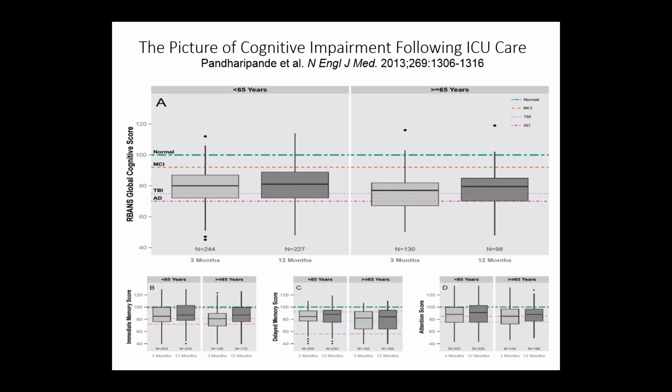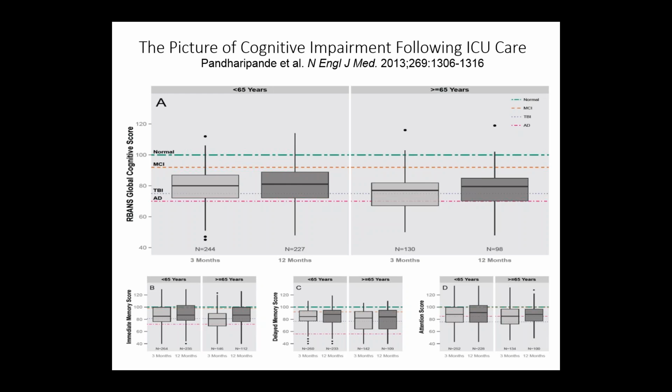You'll see here in a slide entitled "The Picture of Cognitive Impairment Following ICU Care" that there are a number of horizontal lines represented on the screen in front of you, a green line, a brown line, a pink line, for instance. They represent normal functioning, mild cognitive impairment, traumatic brain injury, Alzheimer's disease. Let me unpack for you quickly what is represented here.